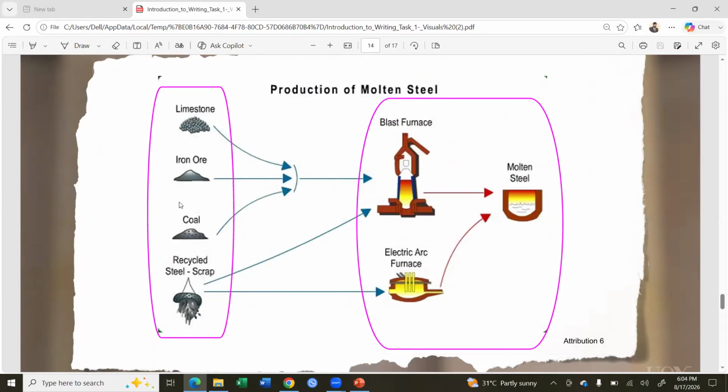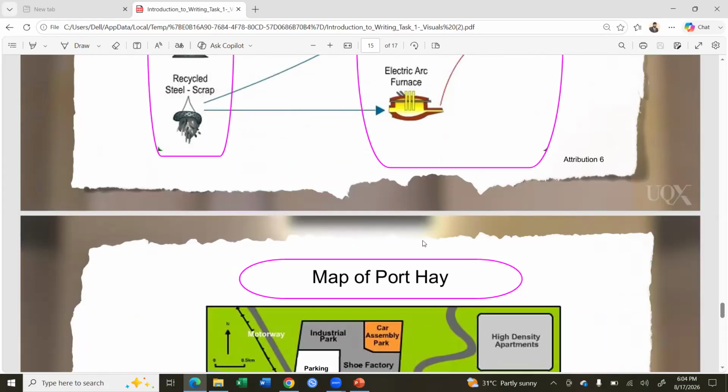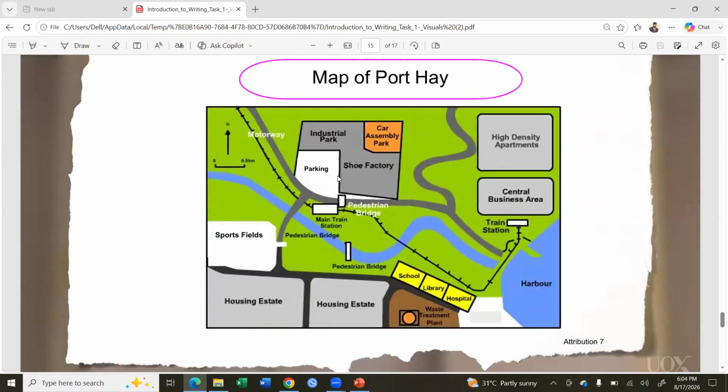So we have two sets of data. On the one hand, you have these minerals. On the other hand, there is the process, right? Then you have another type of visual, there is map, right? So this map is about a port of Port Hay, right? That's a place.